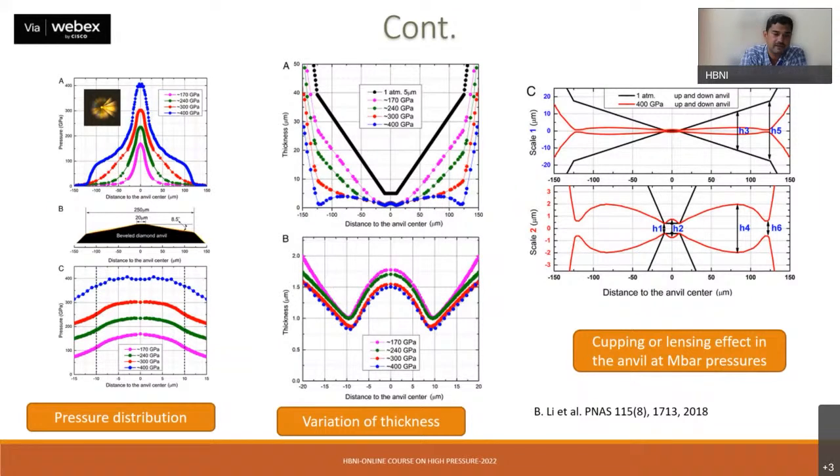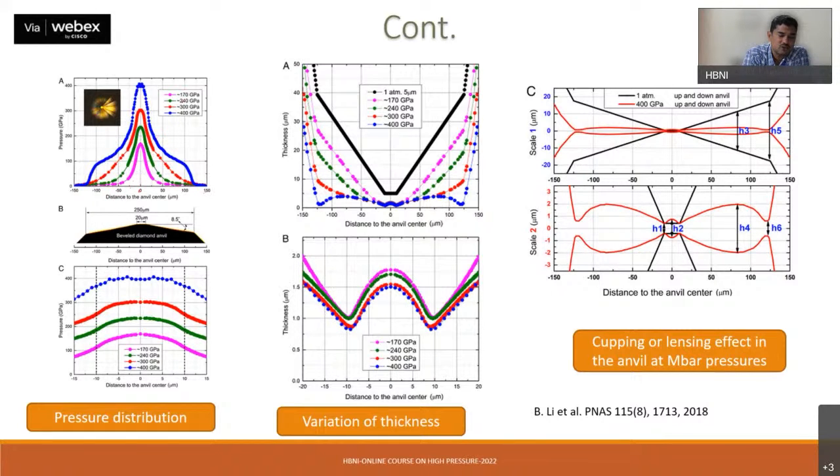Here, this figure shows the different pressure distributions across different pressure ranges. You see here, around 170 GPa, the y-axis shows pressure and the x-axis shows distance from the anvil center. This is at the center of the anvil, and it has been shown up to plus minus 150, like 300 micron. And this has a bevel of 8 degrees, and the inner culet diameter used here is around 50 micron.